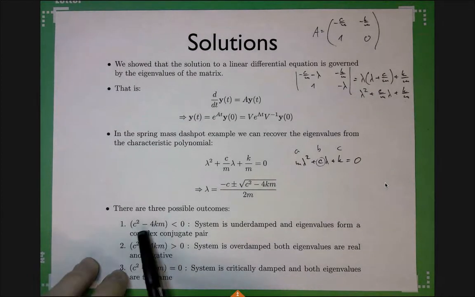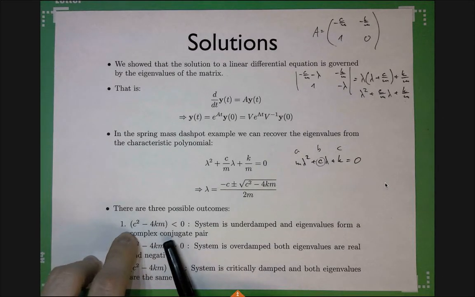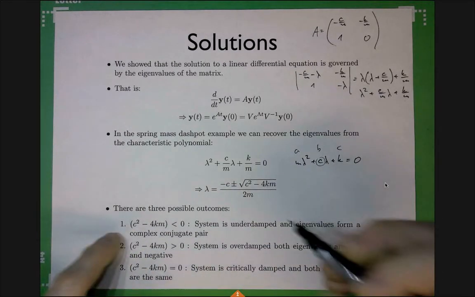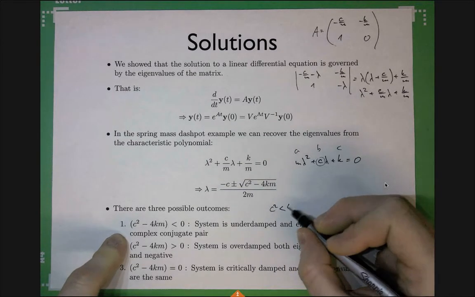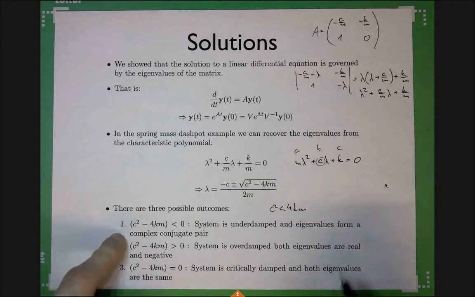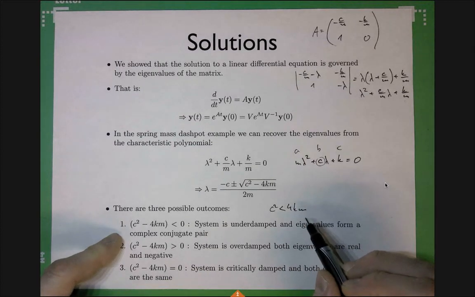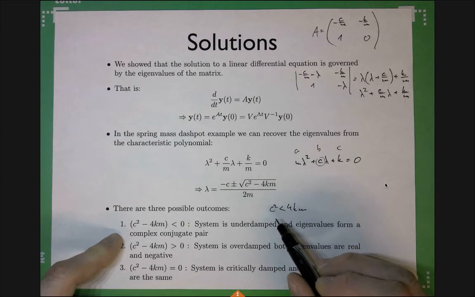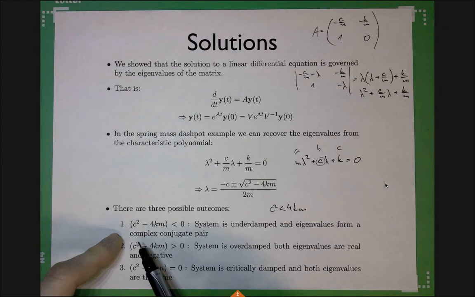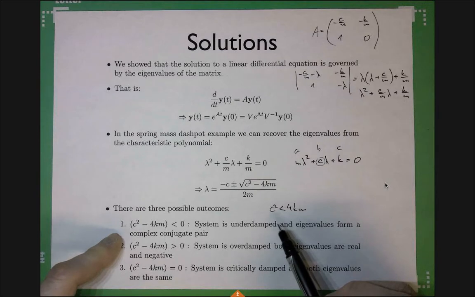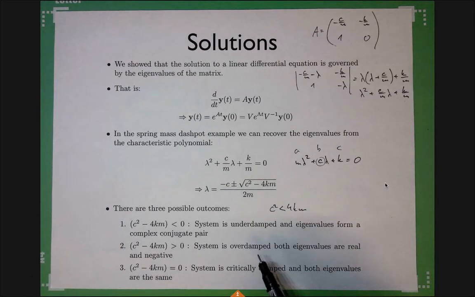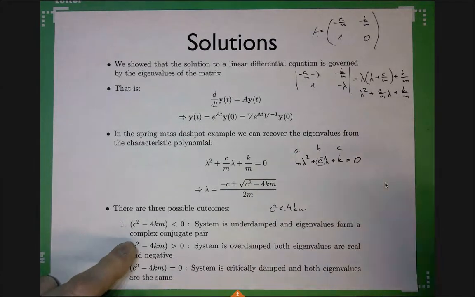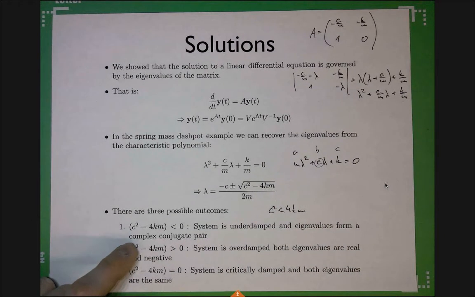So the first case is if the damping is low, if damping c is small, right? If it's smaller than the critical value. So what was the m? m was the mass of the mass point, k was the spring constant and c was the damping coefficient. So the first case means that the damping term is weak. In this case, what happens? We have complex eigenvalues.